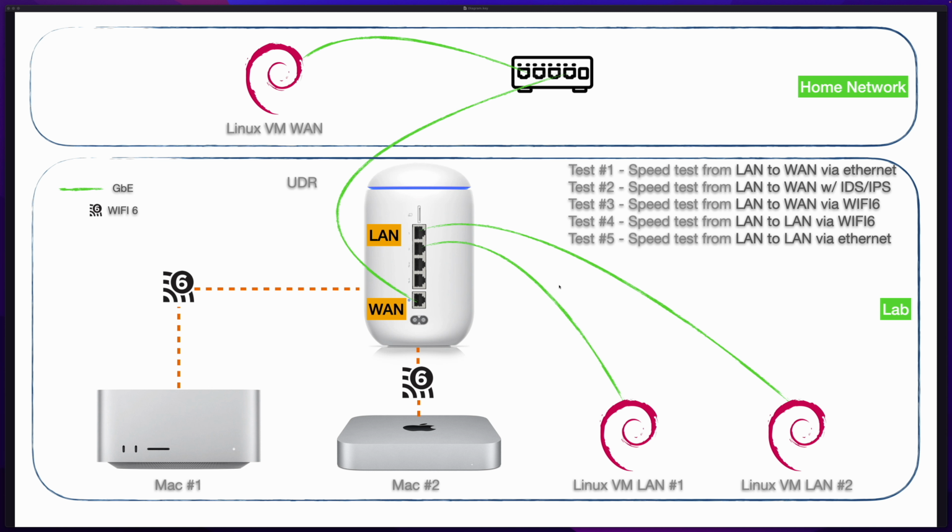The third test is from the LAN, from one of the Mac machines, I'm going to visit the internet, to visit this Linux virtual machine here. And the fourth test is between these 2 Mac machines, Wi-Fi to Wi-Fi testing. And the very last one is purely between these 2 Linux machines on the LAN part. Okay, so let's get started.